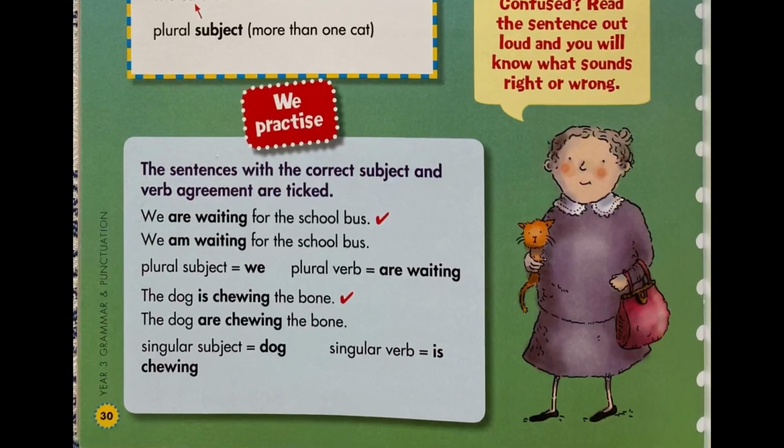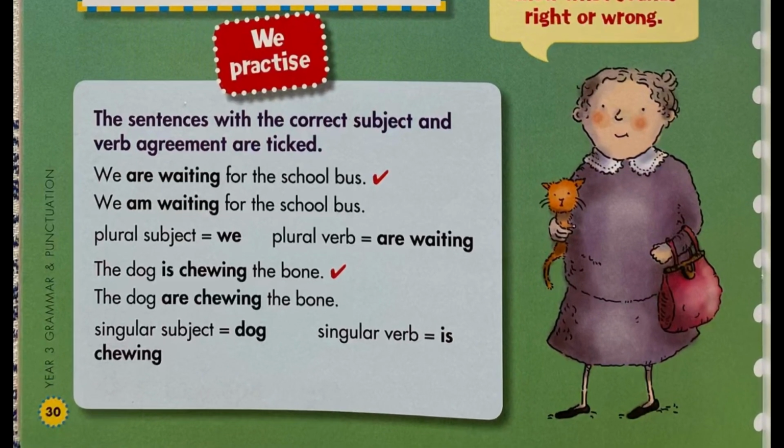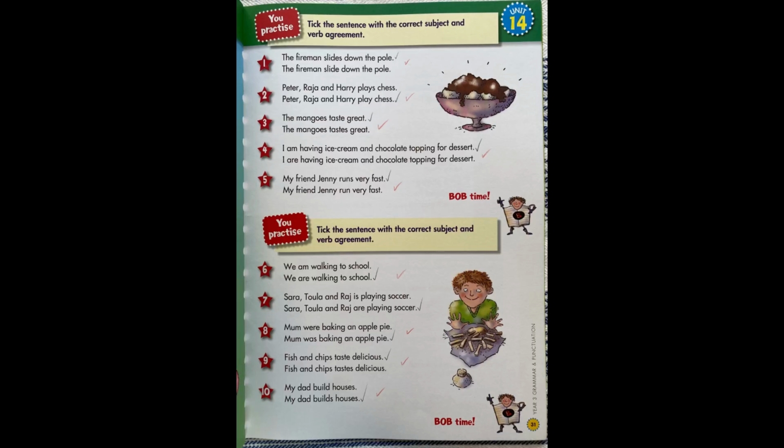Plural subjects name more than one person, animal, place, or thing. When a subject is plural, use a plural verb. Plural verbs usually don't end in s, es, or ies.